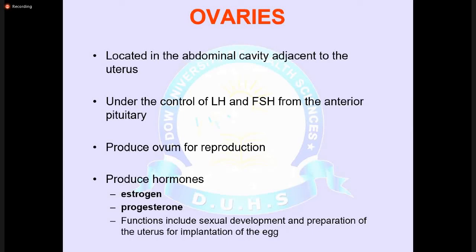In an adult female, the body goes through a number of cyclical changes, that is the menstrual cycle, which modifies the release of the ovum and helps in the reproduction of the female cycle. The hormones that it produces are the estrogens and the progesterone. The hormones produced by the ovaries influence the secondary sexual characteristics, along with the production of ovum, leading to the development of the embryo and helping in the implantation of the egg in the uterus.